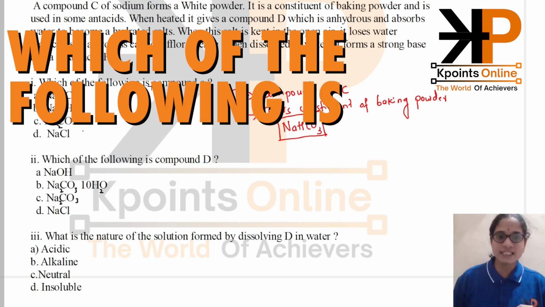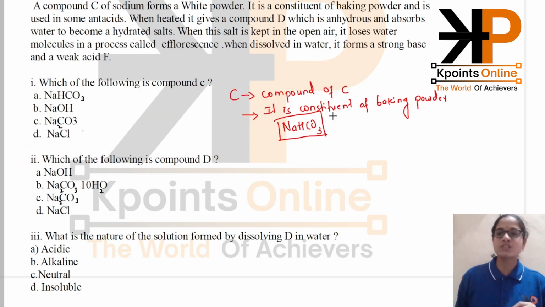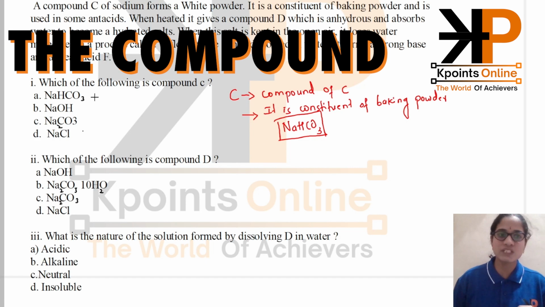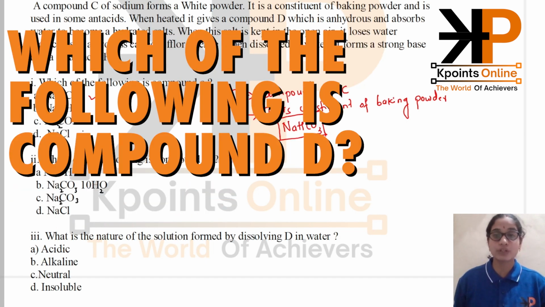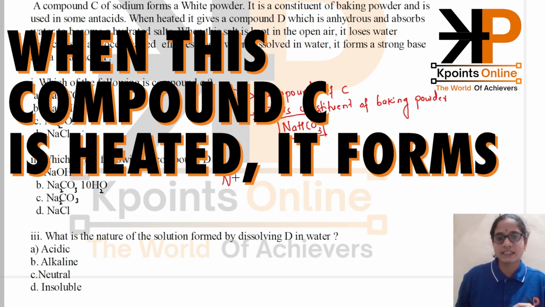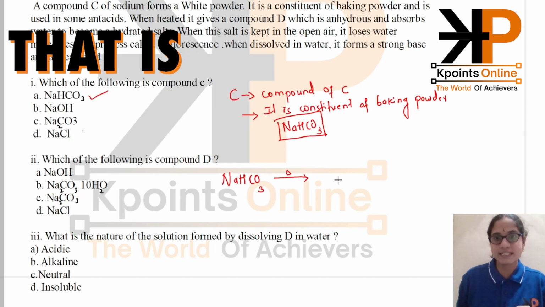Which of the following is compound C? From this it is clear that the compound C is sodium bicarbonate. Which of the following is compound D? When this compound C is heated, it forms a compound D that is anhydrous.